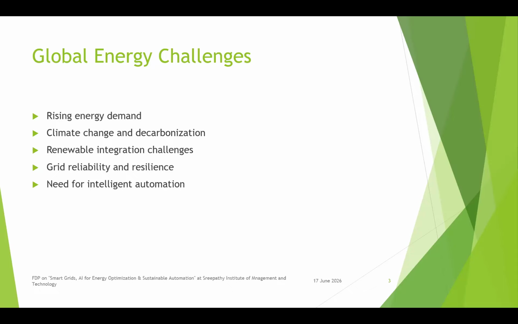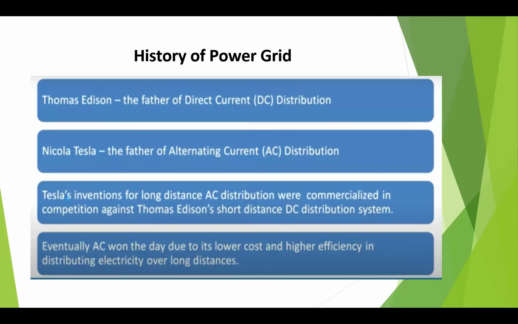Okay, so next we'll study the introduction to the power grid. So Thomas Edison, this is the conventional power grid. The conventional power grid was founded by Thomas Edison, who is the father of DC, direct current distribution. Then we say Nikola Tesla. He is the father of alternating current, or AC distribution. So these are the founders of grids actually.